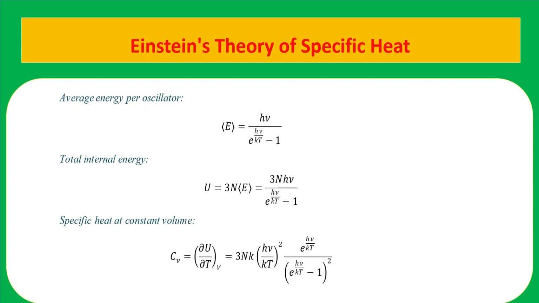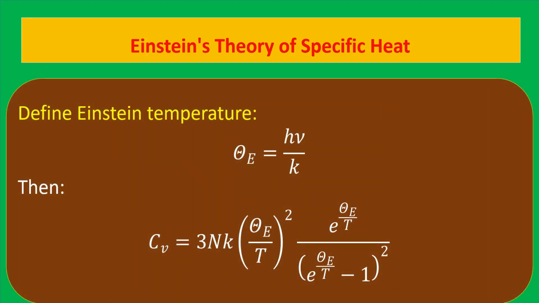Okay, then total internal energy, U is equal to 3N hv by (e power hv by kT minus 1), where N is the number of atoms. Similarly, we have to find the specific heat at constant volume, then Cv is equal to dou U by dou T at constant volume V. Then we have to substitute, and finally we get this. So the final equation is most important. Sometimes it is asked directly in the question paper.